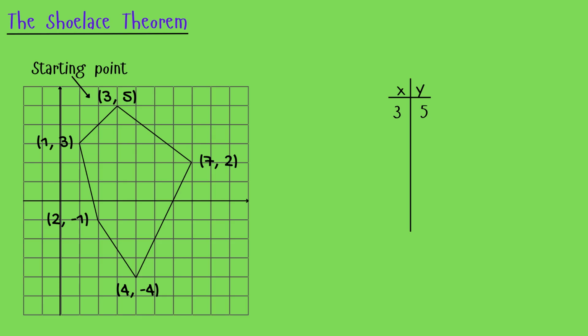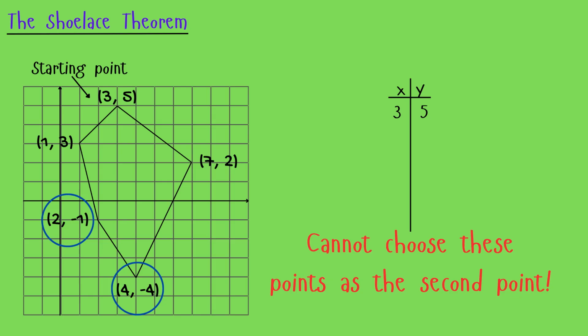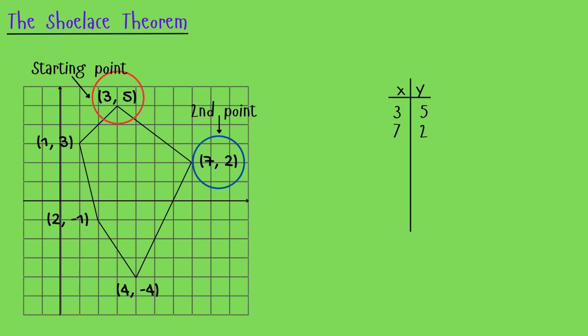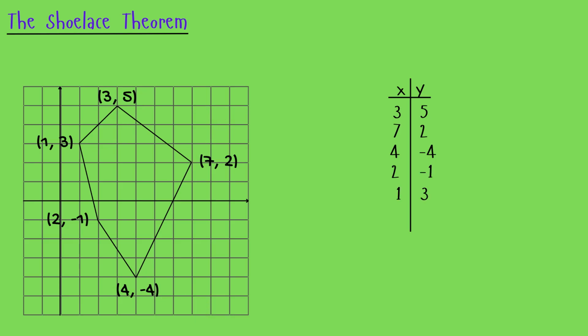Next, we have to choose our second point. Each subsequent point chosen after the starting point must be adjacent to the previous point. So I can choose the point 1, 3 or the point 7, 2. But I cannot choose these 2 points as it is not adjacent or connected to the previous point. For this example, I will choose the point 7, 2 to be my second point and then input it into my table. Now we just repeat this pattern and input all the points into the table in order.